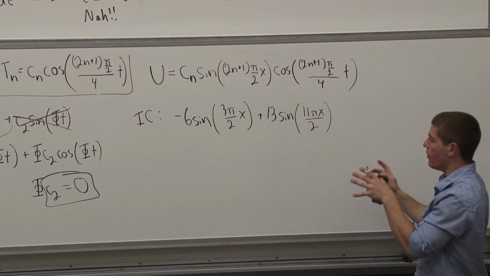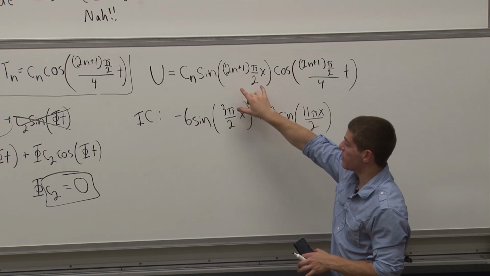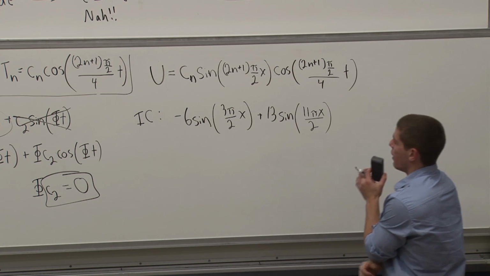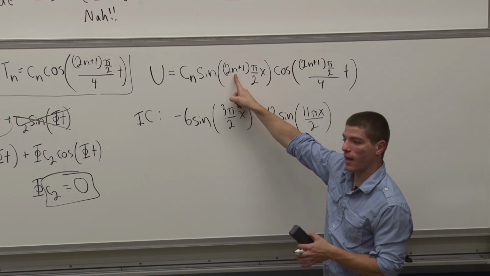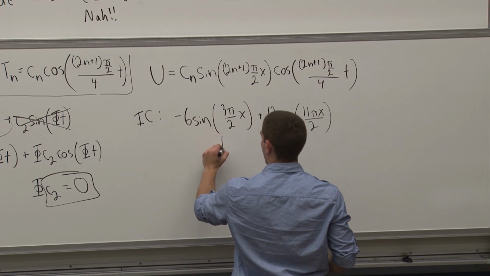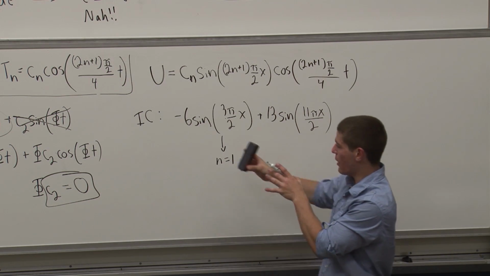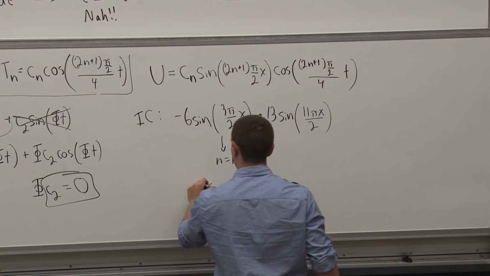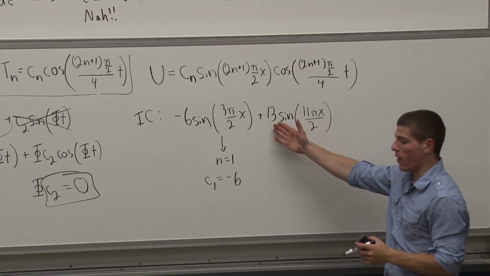All right. So now we're trying to do the same thing we did for the last problem. We're trying to make the inside of this sine look like the inside of this sine. So what value of n does that? Looks like 1, right? Because we want a 3 in front of the pi. If you put in 1 right there, this becomes 2 times 1 plus 1, which is 3. So for this we have n equals 1. If n equals 1, that means whatever is in front of the sine, which is negative 6, is going to be our c1. So that means c1 equals negative 6.